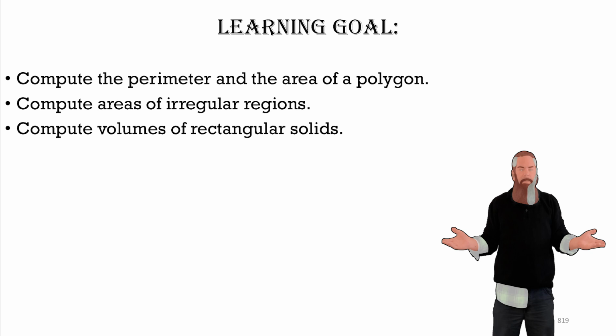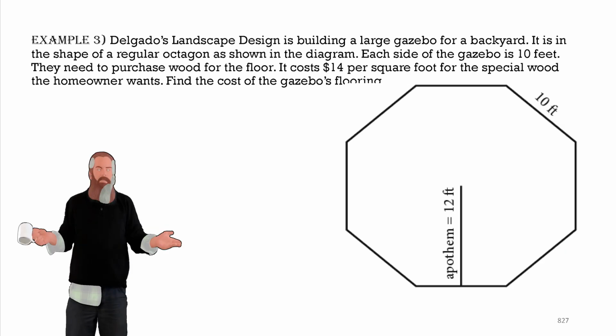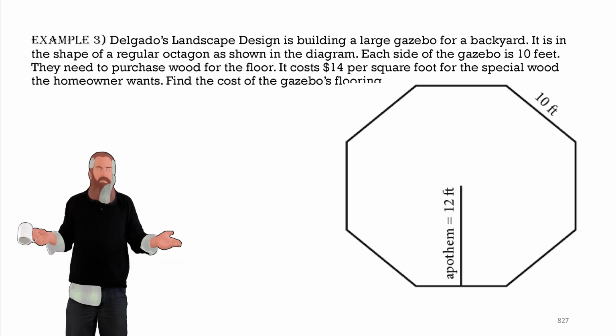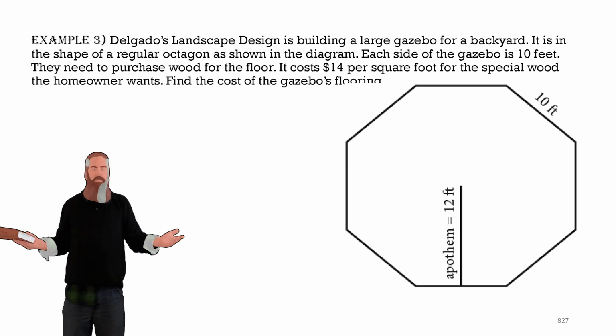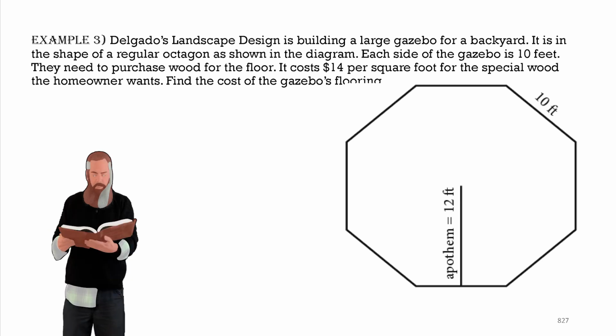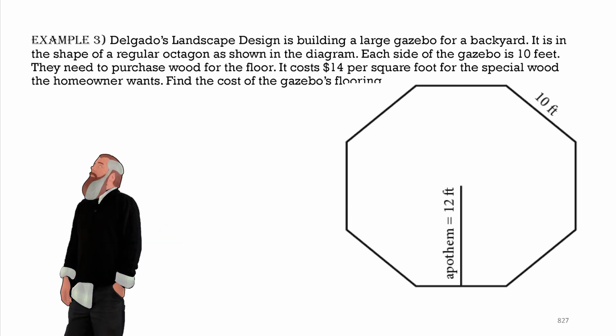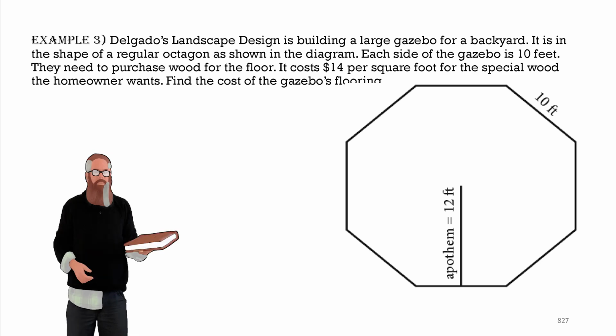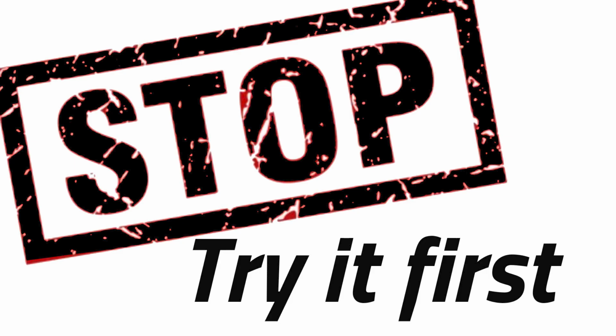Let's compute the perimeter and the area for a polygon. D'Angelo's landscaping design is building a large gazebo for a backyard. It is in the shape of a regular octagon as shown in the diagram. Each side of the gazebo is 10 feet. They need to purchase wood for the flooring. It costs $14 per square foot for this special wood the homeowner wants. Find the cost of the gazebo's flooring.